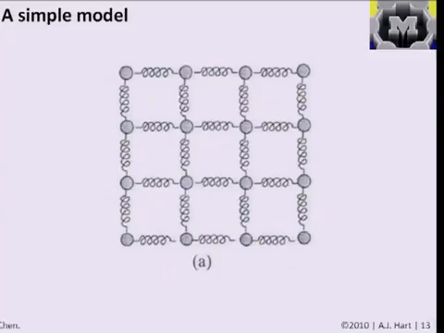So if we think of a simple model of a material, let's start to build this picture that a material consists of atoms, as it certainly does, connected in a lattice, and each atom is bonded to a certain number of other atoms.